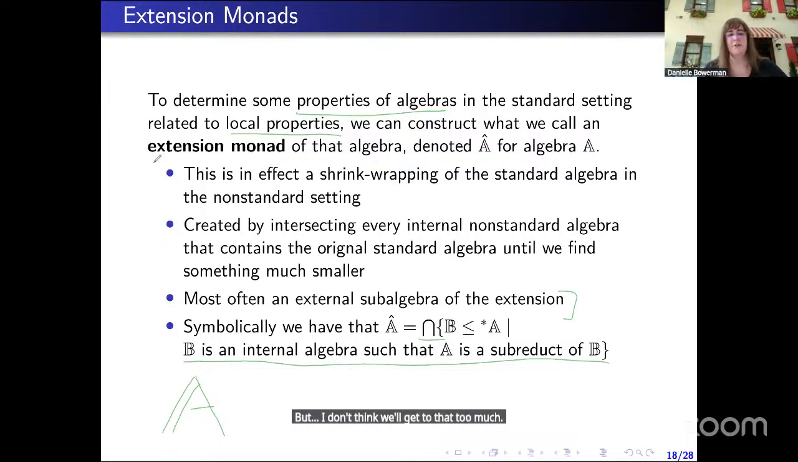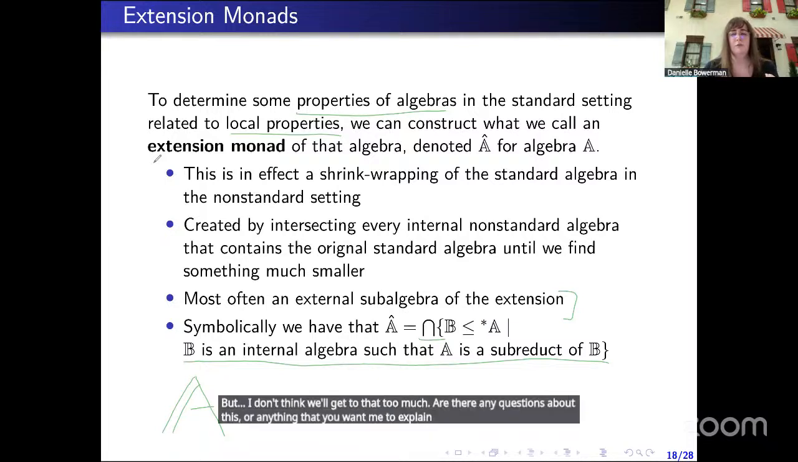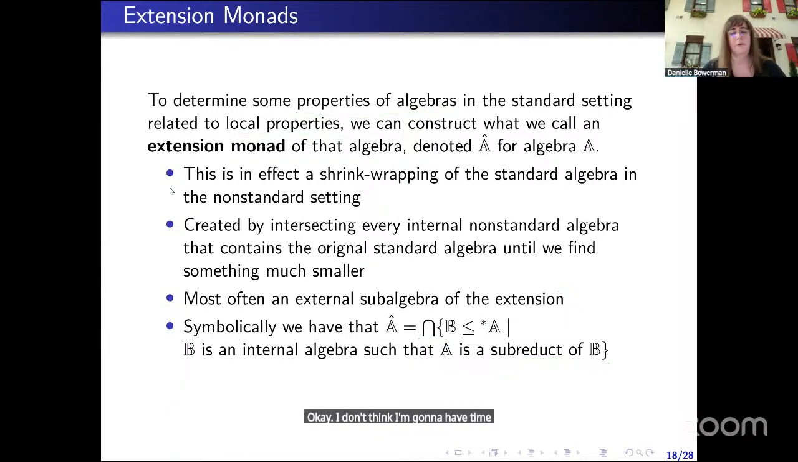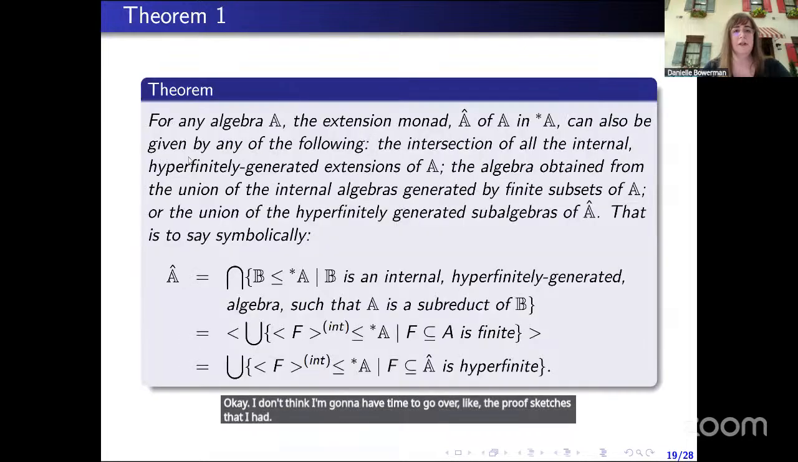Are there any questions about this or anything that you want me to explain a little more before we get into potentially a theorem about this? Okay. I don't think I'm going to have time to go over the proof sketches that I had worked up.